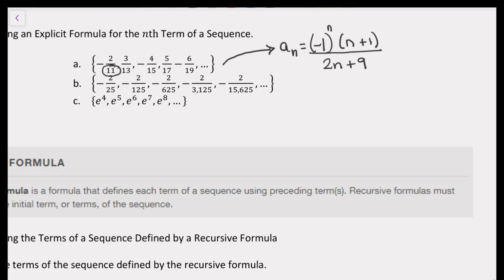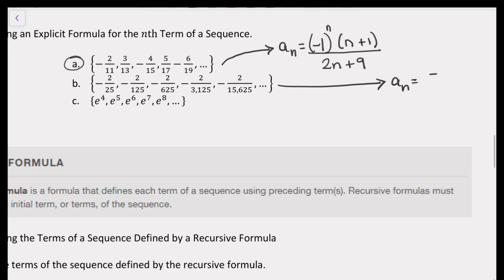Does that work for the third term? 2 times 3 is 6 plus 9. Does that give me 15? It does. Does it work for the fourth term? I would get an 8 plus 9. That's 17. It looks like it's working. So I like that for my equation for the second one. Okay, for part A. Part B. It's negative the entire time, and there's a 2 on the top the entire time.